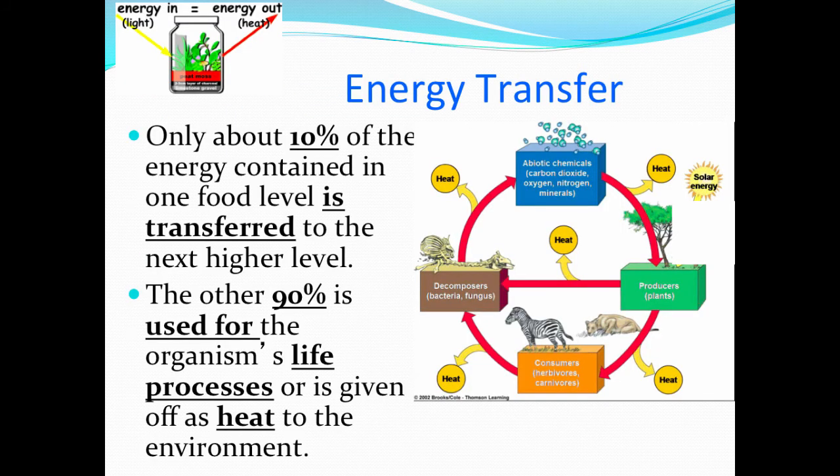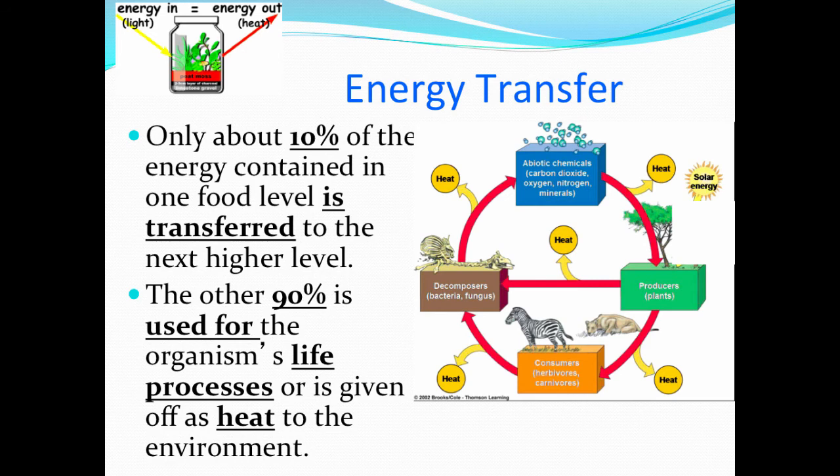So let's talk about how much energy is actually moving on. Only about 10% of the energy contained in one food level is transferred to the next level, meaning that when that zebra eats its plants, 90% of the energy that plant has went to its own life processes, and then some of it was given off as heat. So that zebra only gets 10%.